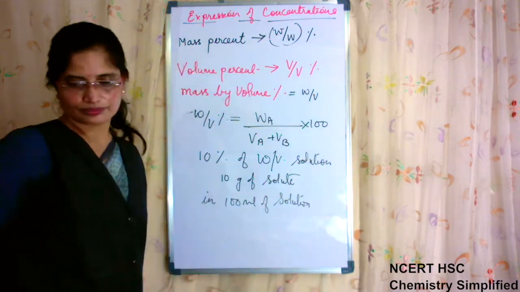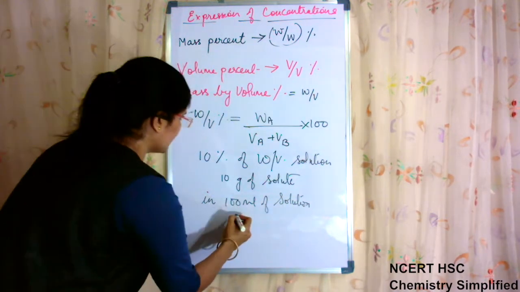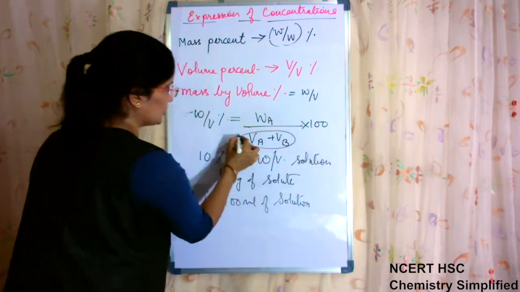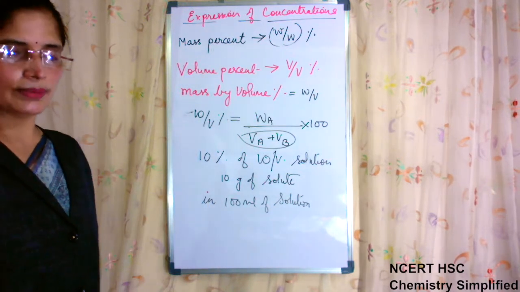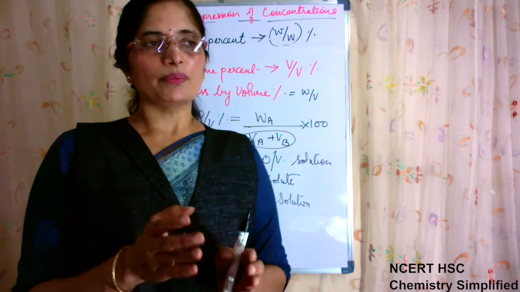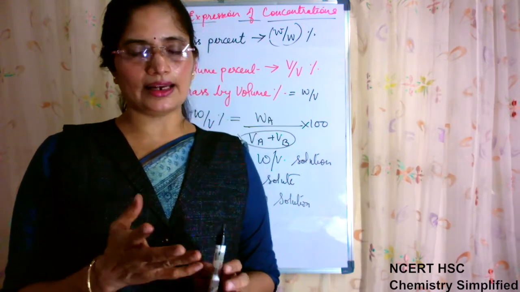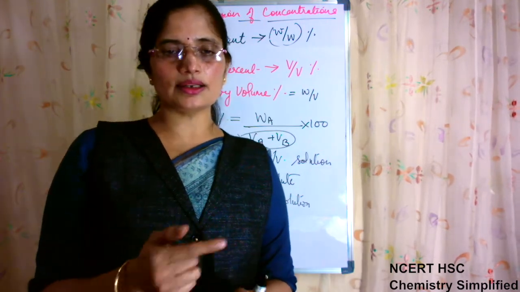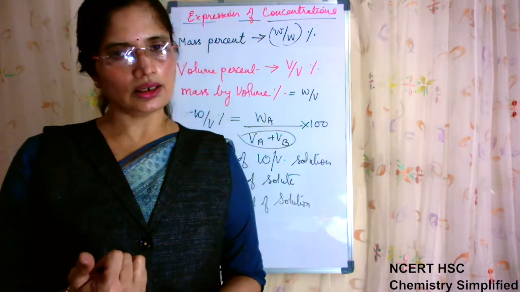Means it will be VA plus VB, the total volume of the solution. Suppose now in the laboratory you are preparing, and you are asked to prepare a 10% solution of NaCl. Now one of the components is in grams and the other component is in ml.